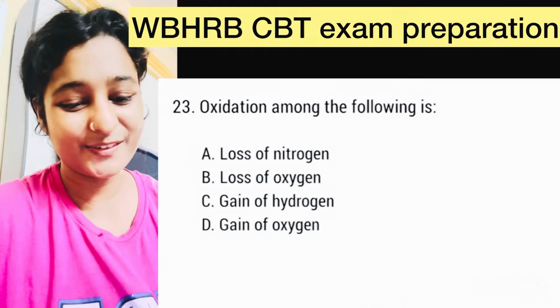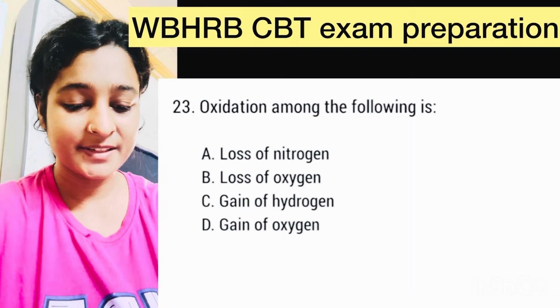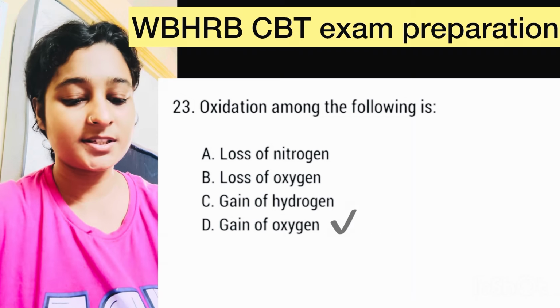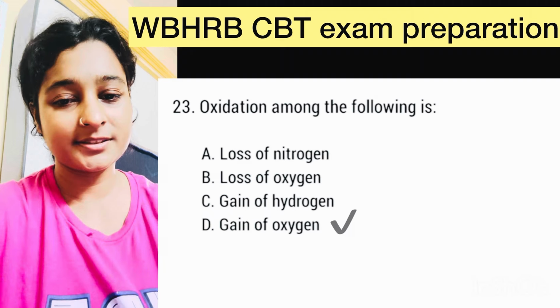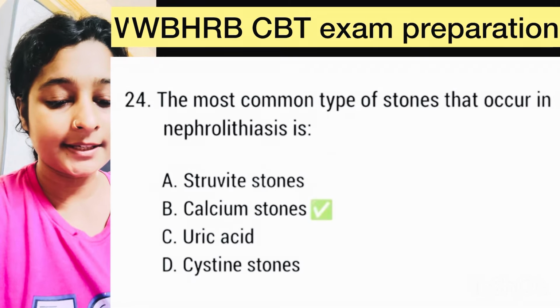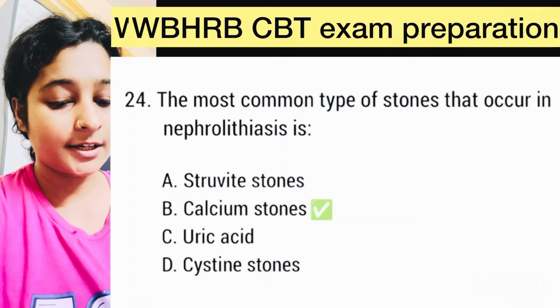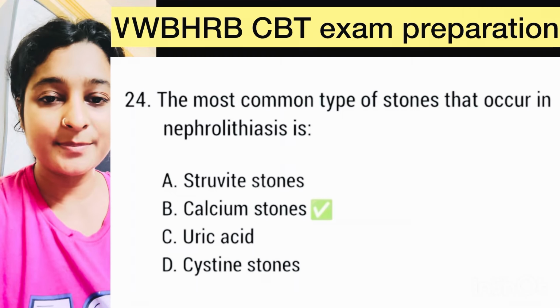Question number 23. Oxidation among the following is. Correct option is option D, gain of oxygen. The most common type of stone that occurs in nephrolithiasis is. Here, correct option is option B, calcium stone.